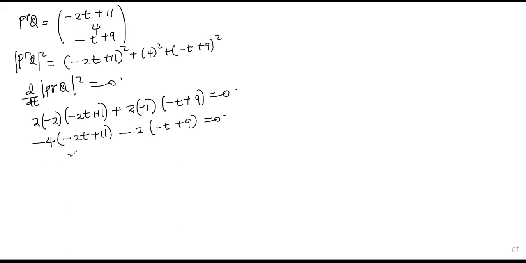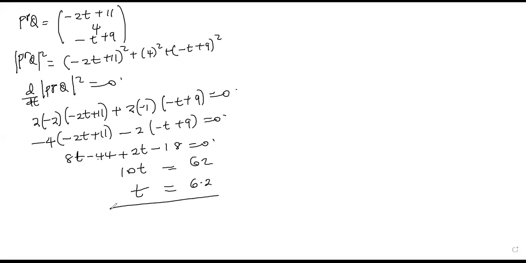So this is 8t minus 44 plus 2t minus 18 should be equaling to 0. So this is 10t minus 44 minus 18, that is minus 62. So this side will be 62. When you divide through by 10, still you get t as 6.2. Someone has used differential approach.